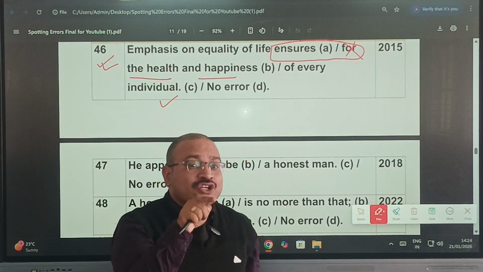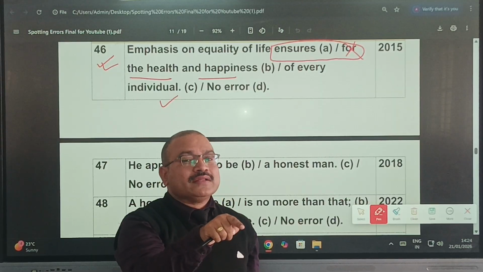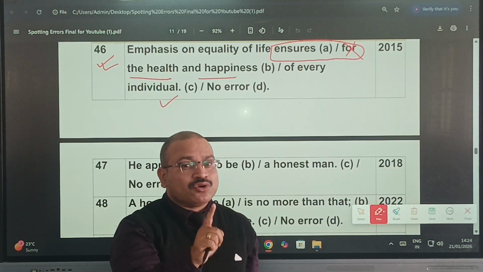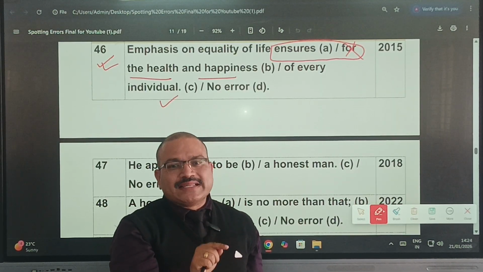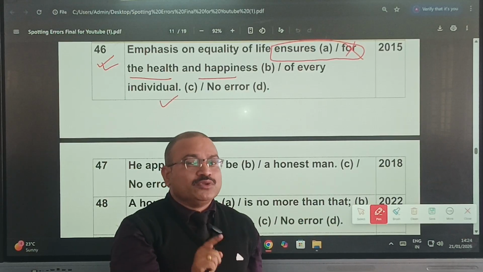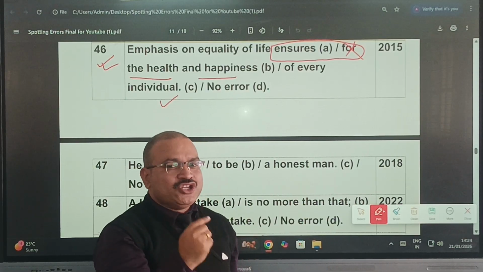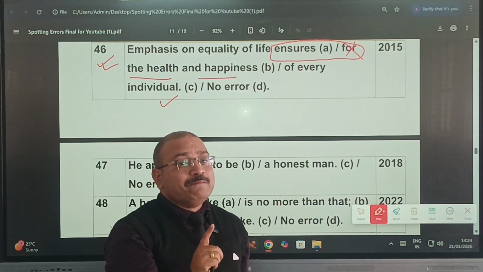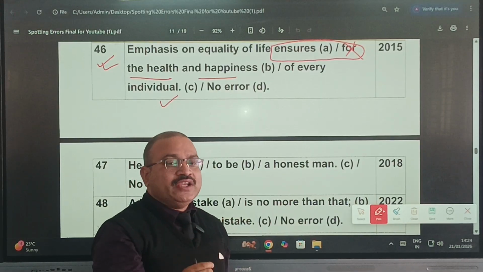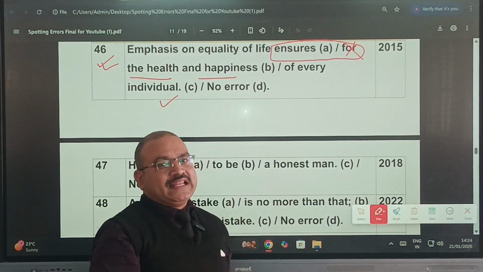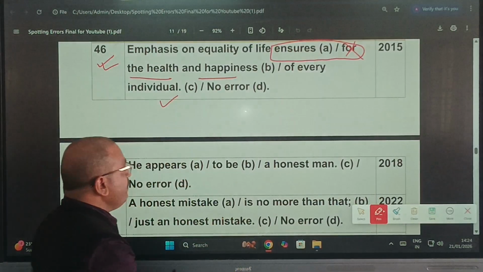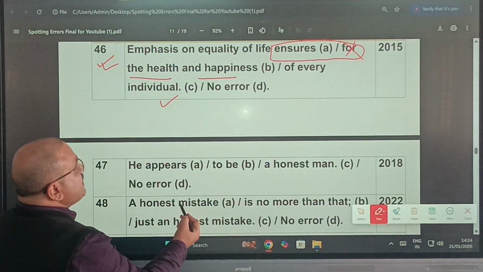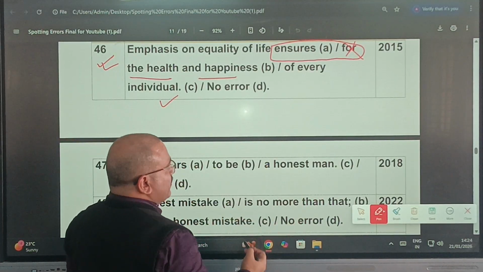It will ensure for the smooth conduct of event. Wrong. What is the right sentence? It will ensure the smooth conduct of the event. Ensure is not followed by a preposition. It is complete in itself to express the meaning. Now next, he appears to be an honest man. Honest.